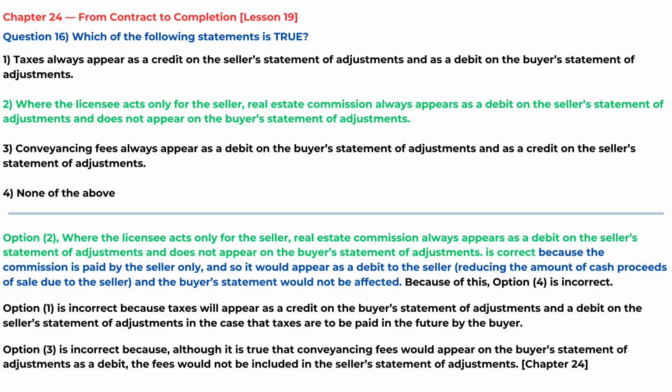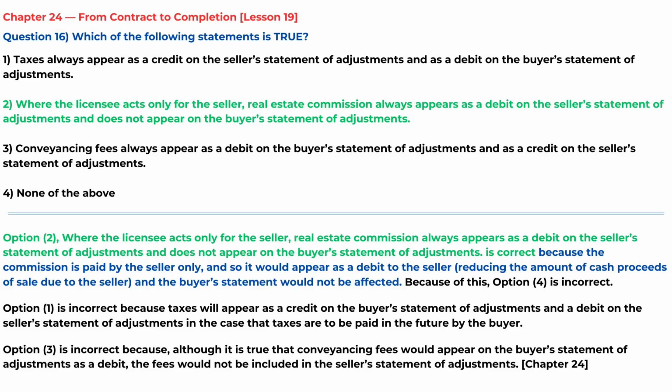Option 1 is incorrect because taxes will appear as a credit on the buyer's statement of adjustments and a debit on the seller's statement of adjustments in the case that taxes are to be paid in the future by the buyer. Option 3 is incorrect because although it is true that conveyancing fees would appear on the buyer's statement of adjustments as a debit, the fees would not be included in the seller's statement of adjustments.